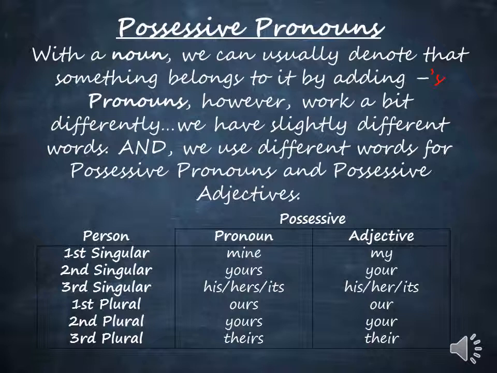Notice that her does not have the S as the pronoun does. It's her dress. The dress is hers. But as an adjective, it's her dress. For the first person plural, our. Okay. It's our house.